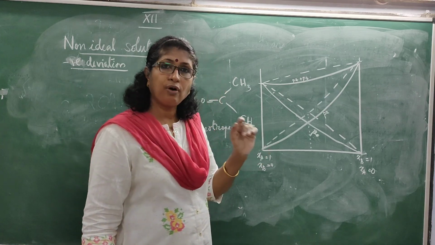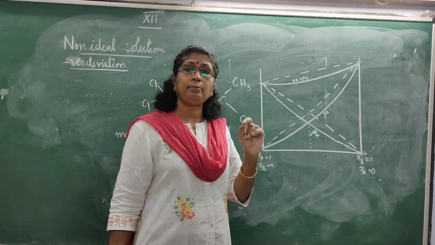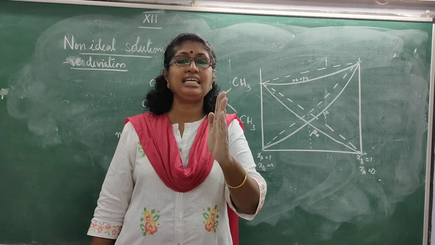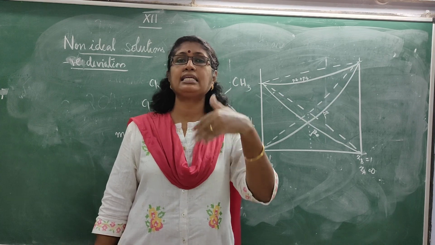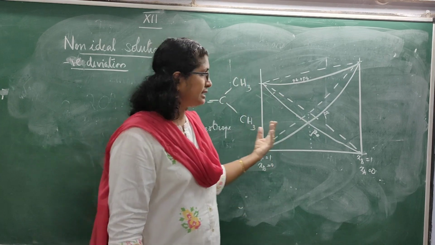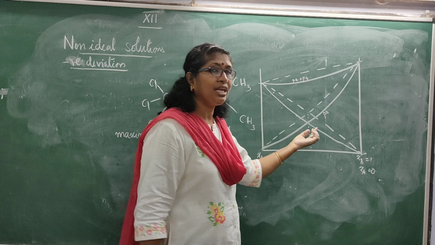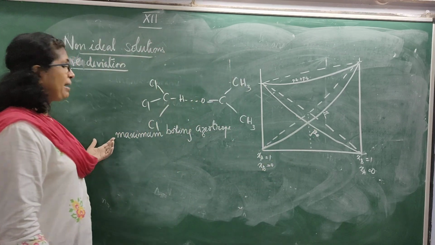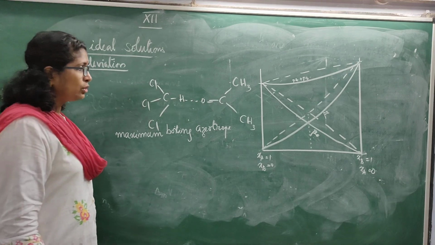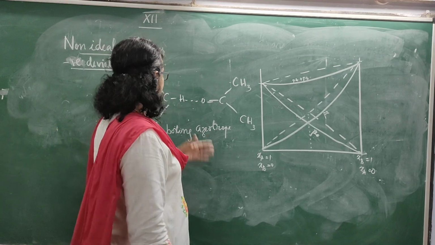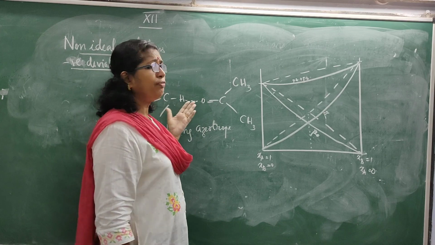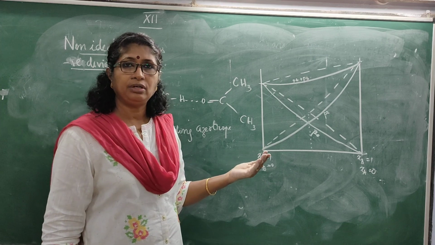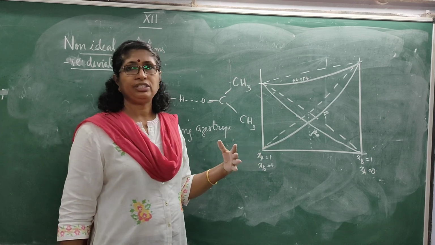Now they also form azeotrope. Azeotrope means constant boiling mixtures, or mixtures where the composition is the same in the liquid as well as in the vapor state. Here it has a lower vapor pressure, so the boiling point will be higher. So it is called a maximum boiling azeotrope. So this is what negative deviation is. For example, chloroform and acetone is an example of a solution with a negative deviation.